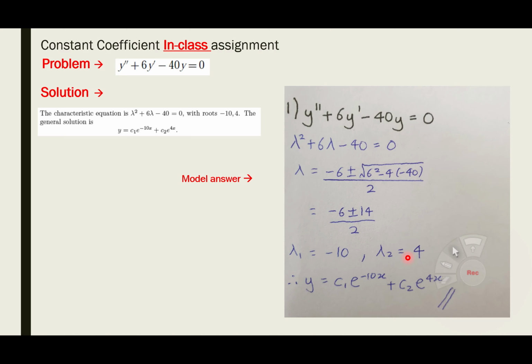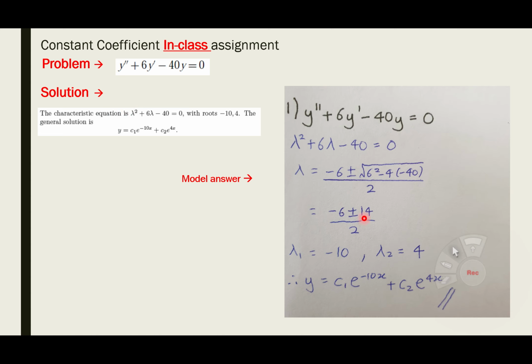This is the problem that we have. As I said, you need to stop the video here and look at this problem, which is the in-class assignment for you. You can do it while you are watching the video. Our equation is y double prime plus 6y prime minus 40y equal to 0. Try to solve this by yourself, and then you are going to find the solution.